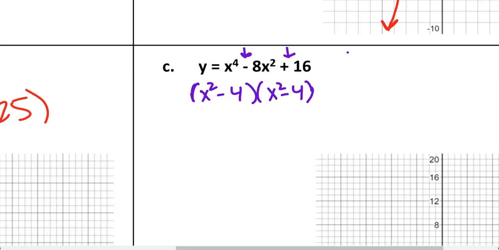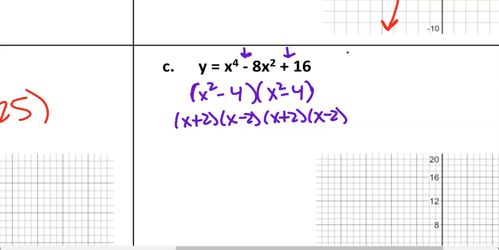But wait, there's more. What is x squared minus 4? There's another special. Now let's difference the squares. So these both break up to be what? X plus 2, x minus 2, both of them. X plus 2, x minus 2, this one also. Now it's a difference of squares. Woo! Any more factoring? Nope.